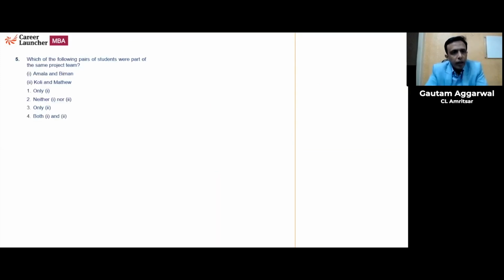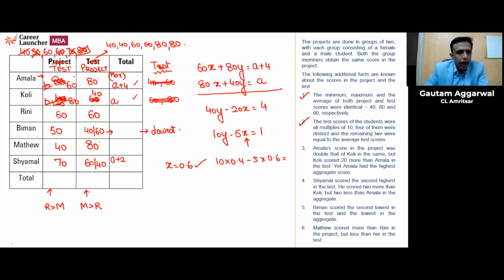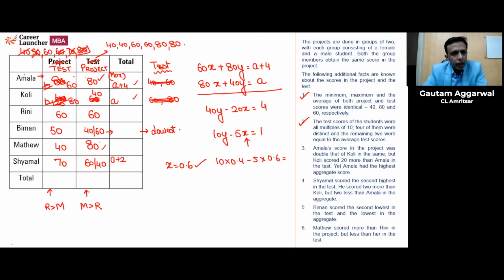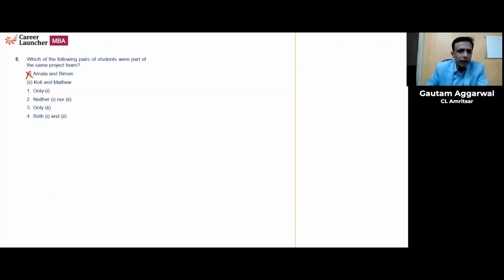Which of the following pair of students were part of the same project? Amla and Bimal? No. Amla was paired up with Matthew, so Amla and Bimal is not a possible option. Kohli and Matthew, again not possible because Matthew was attached with Amla. So I would say neither 1 nor 2 is the valid case. So that was all the 4 sets that occurred in CAT slot 3 of CAT 2023.